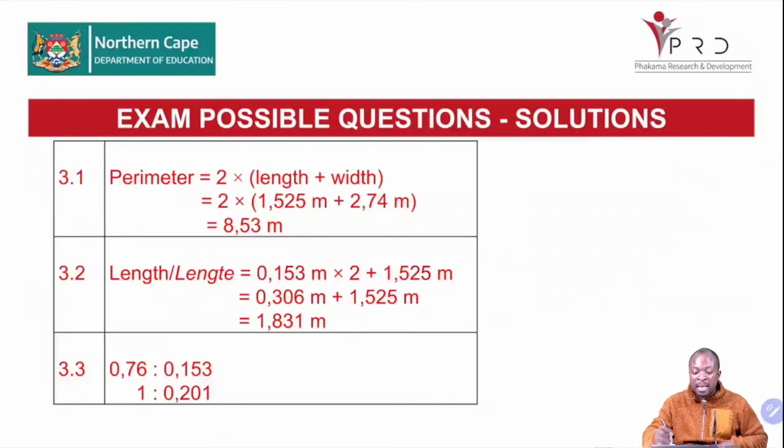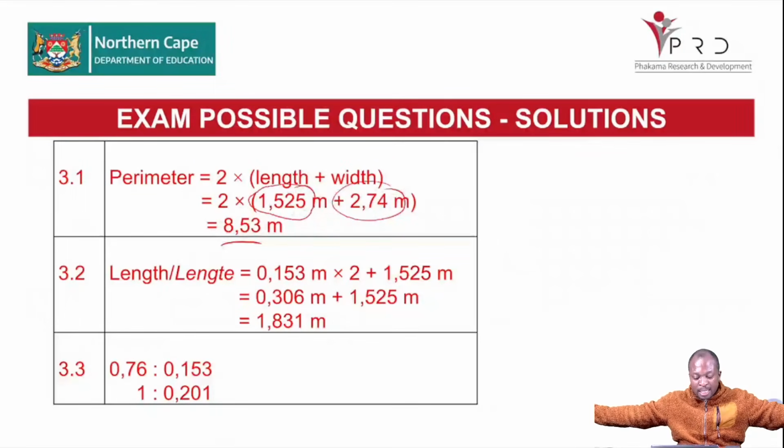To find the perimeter, they gave us the formula. So our solution will be perimeter is 2 into bracket length plus width. Our length is 1.525 plus the width of 2.74. Remember, they gave us the diagram, so I'm taking the measurements from the diagram. In the examination, next to your question, you will see the entire diagram, so it becomes easier for you to work with that. So our perimeter is what? 8.5 meters.